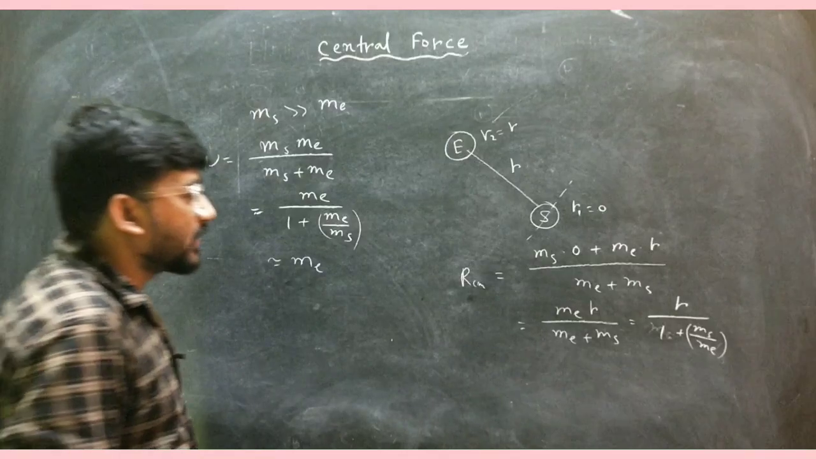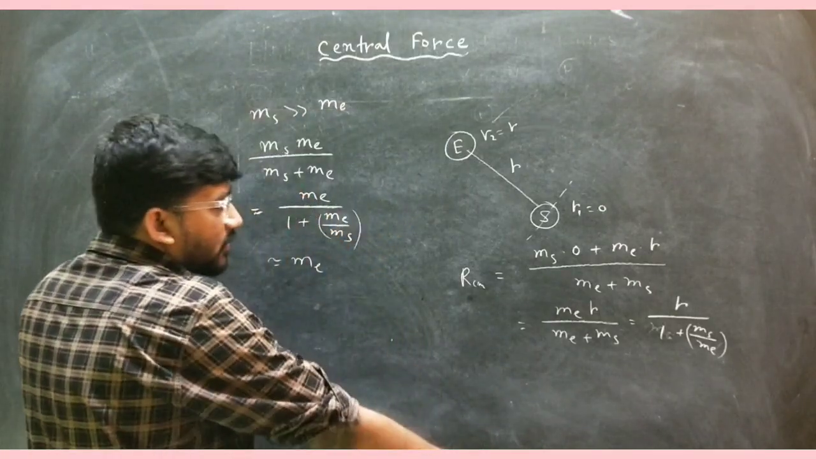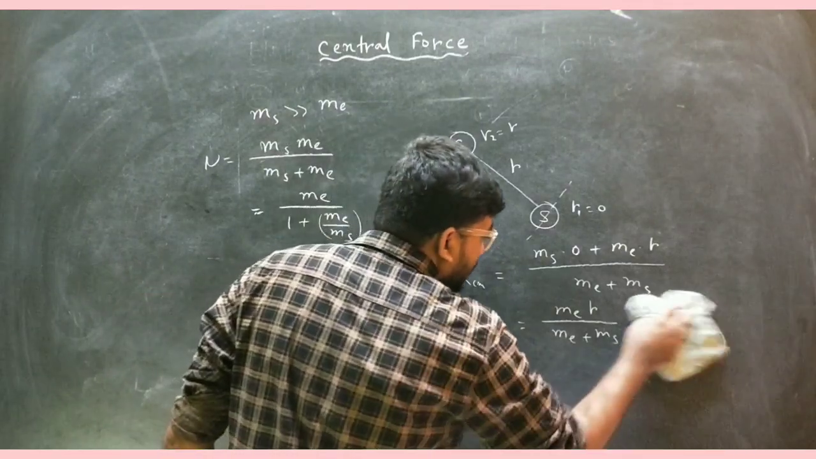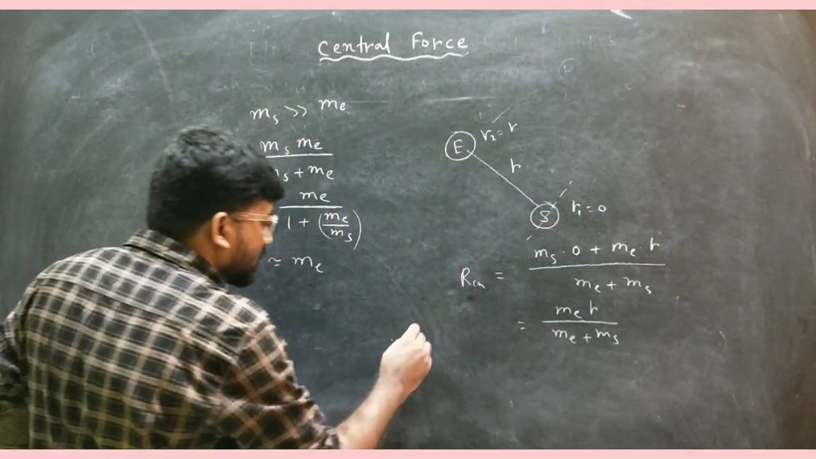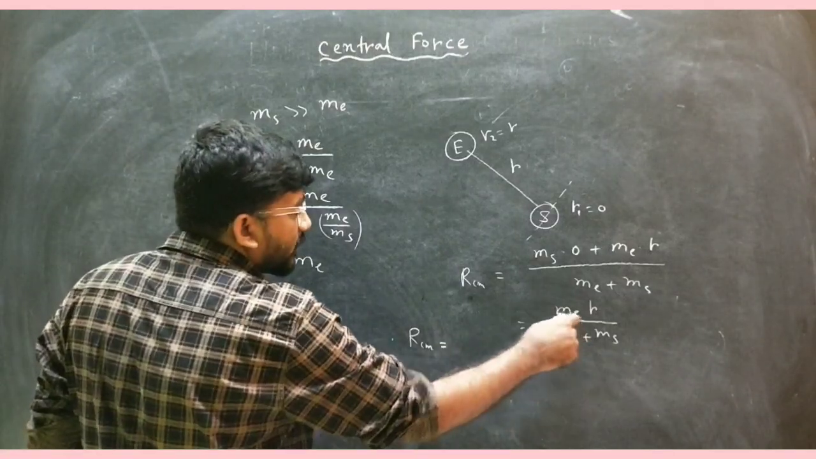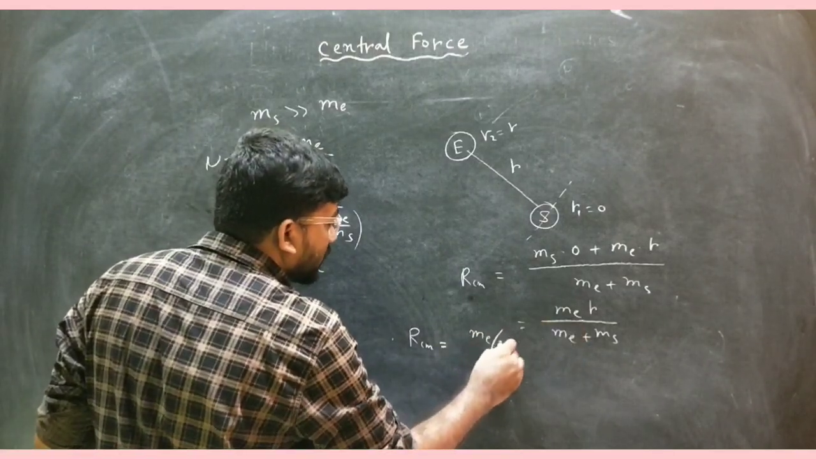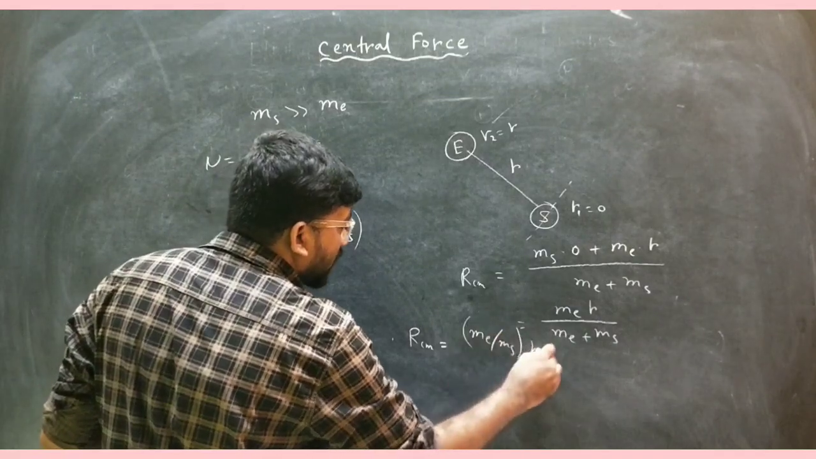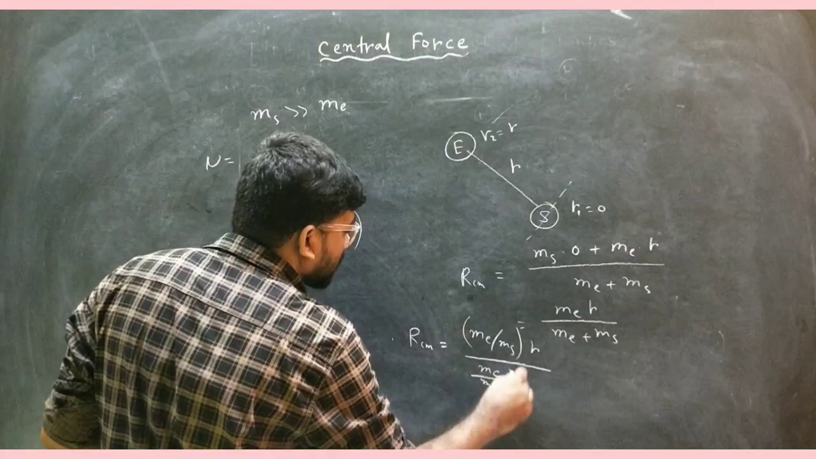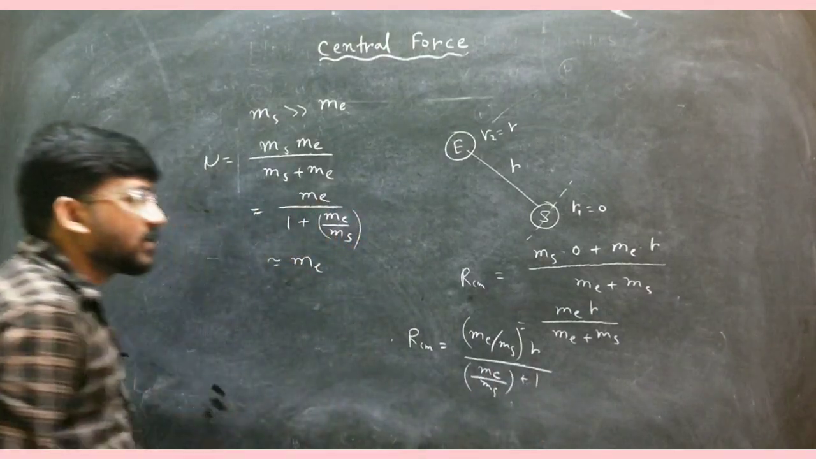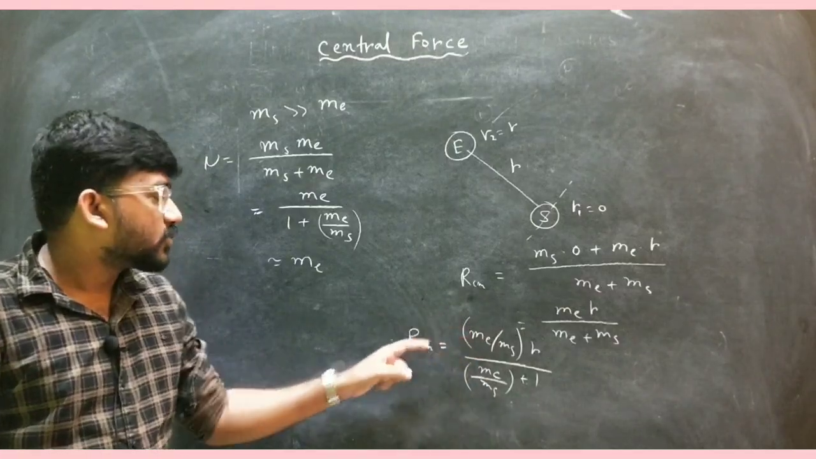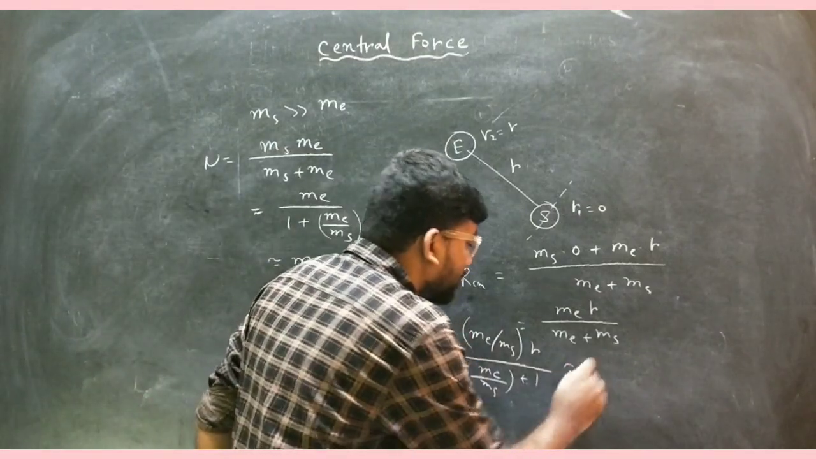or you can write it in this way also. If you want, you can write it in this way also. This will be better, I think. Suppose r center of mass will be just, if we divide the whole system by ms, so it will be me by ms into r divided by me by ms plus 1. Now you know this me by ms we can treat as 0, so your r center of mass will almost equal to 0.